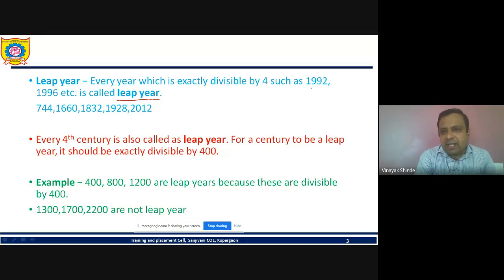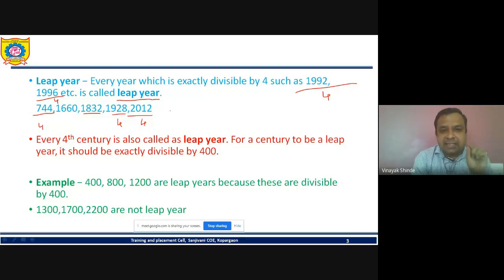The logic is just divide that year by 4. Divide this number by 4. If that number is divisible by 4, then that year is a leap year. Okay, these numbers are divisible by 4, that's why it is a leap year, right? If it is not divisible by 4, in that case it is not a leap year. Simple logic to identify whether the given year is a leap year or not: divide it by 4. If it is divisible, it means you should not get any kind of remainder. If you are getting a remainder, that year is not a leap year.